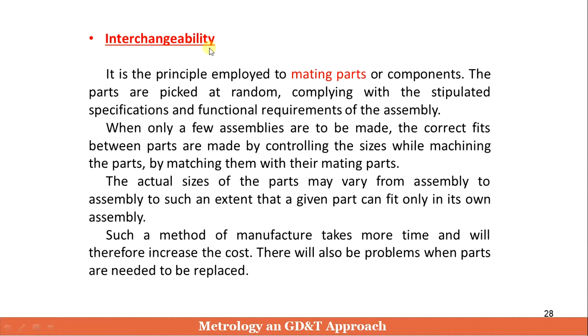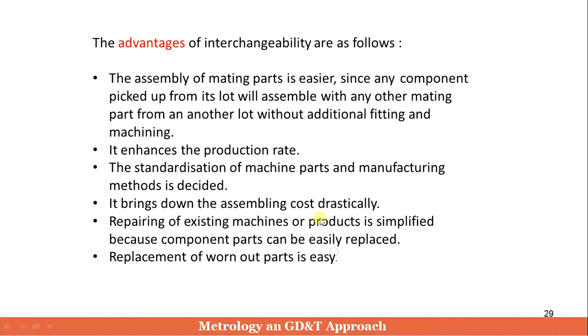Then interchangeability, as we discussed earlier, no component is identical. So interchangeability is to be followed between any two mating components. When very few assemblies are to be made, the correct fitment between the two parts can be controlled with the help of the sizes while machining. Then this method of manufacturing takes more time and will therefore increase the cost. So this may be a drawback, we can say. Then what are the advantages? We have easier assembly of mating parts, enhancement in the production rate, standardization of the machine parts, bringing down the assembling cost, then repairing of existing machines and replacement of worn out parts.